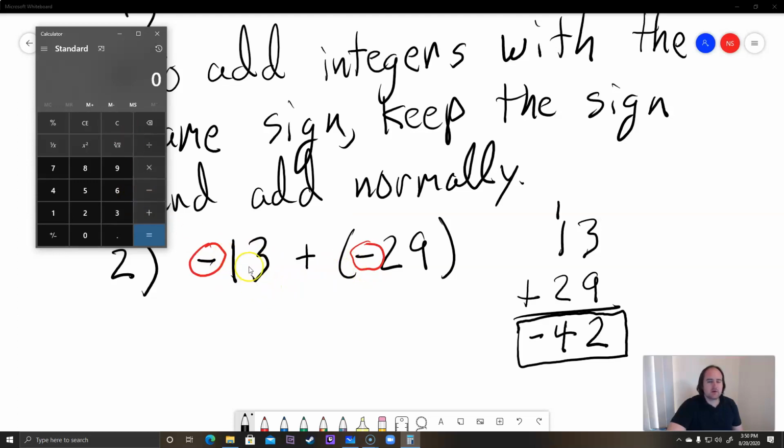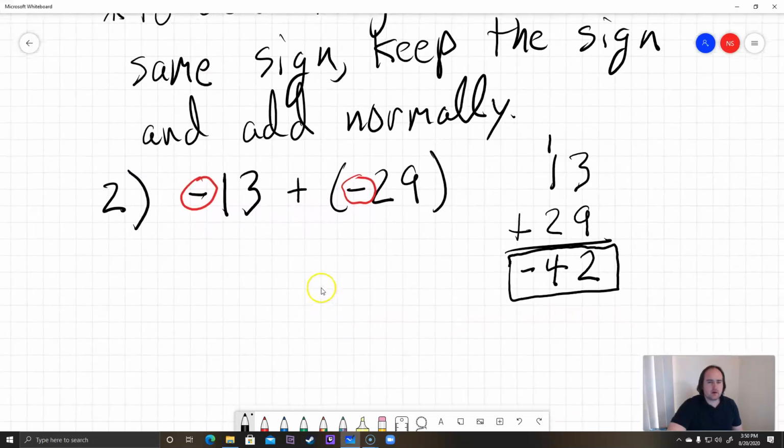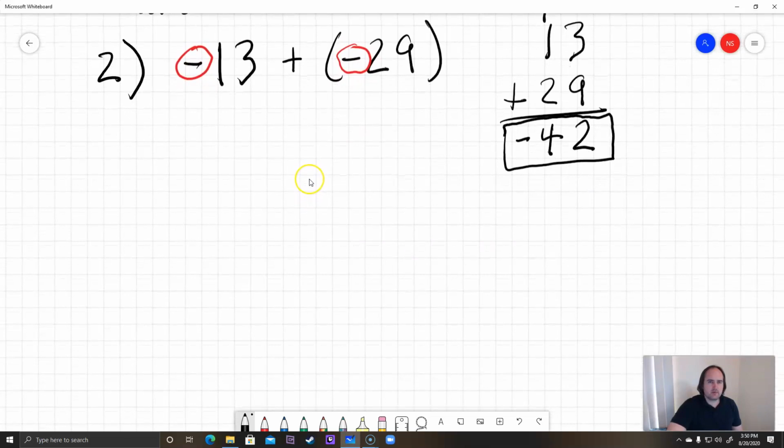Instead of doing negative 13 plus negative 29, most people would just add the numbers and keep the sign. So they would do 13 plus 29, and that gives you 42. Then we know that because they're both negative, the answer is going to be negative. But you don't have to use a calculator if you don't want to. It's just that for some of the longer problems, a calculator can be helpful.